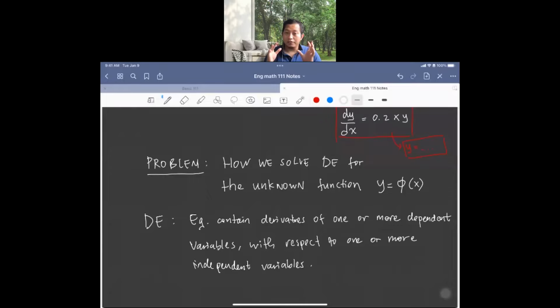Okay, and using the Leibniz notation, we do the partials. But that partial will not be our topic for the whole semester. That will be for another lecture, for partial differential equations.